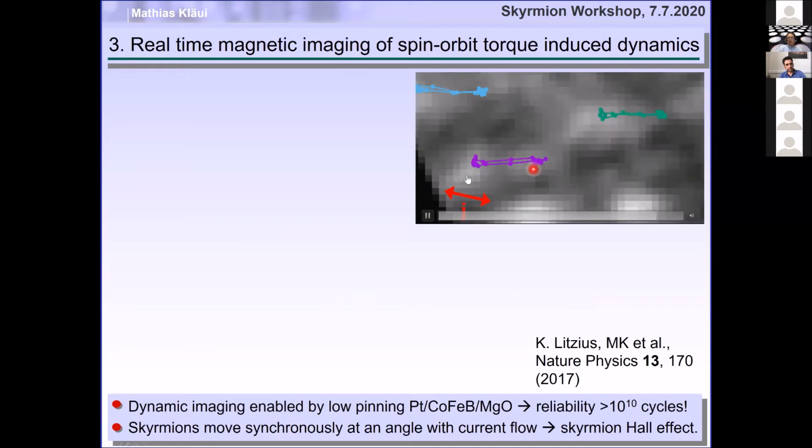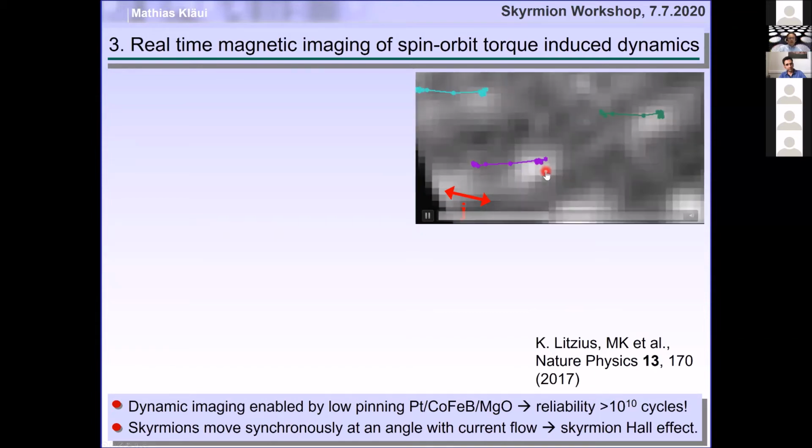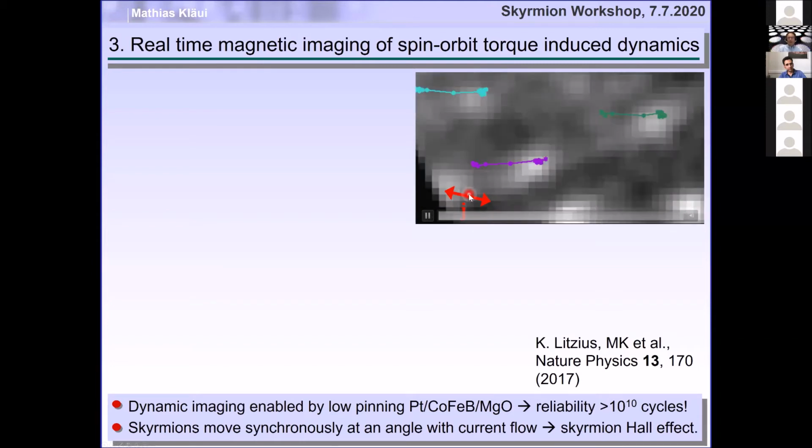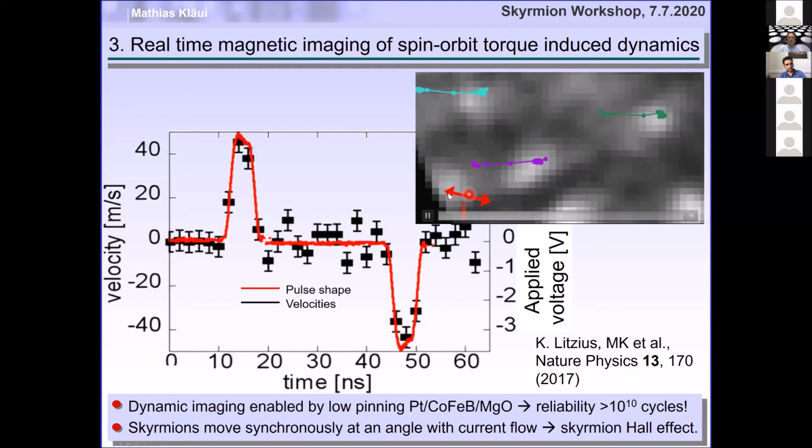If only once such a skyrmion would have gotten out of sync by being pinned or something like that, we would just see gray contrast. So the fact that we see these nice skyrmions moving back and forth means they do this 10 billion times completely reproducibly. And what we also see, if you look at the current direction compared to the motion, is that they don't move along the current flow, and this has already been discussed in some detail.